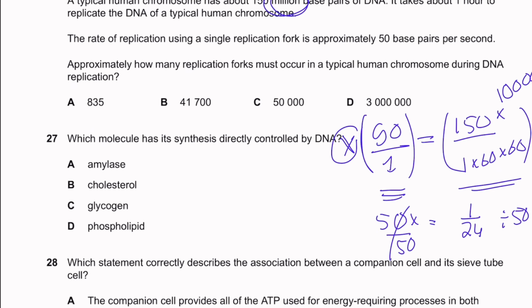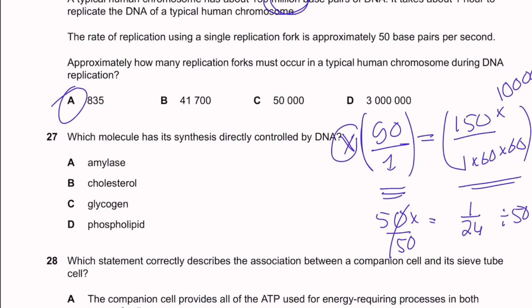So you multiply what we got by 1 million, and so that should be 833, which is approximately 835, which is A. Which molecule has its synthesis directly controlled by DNA? The options are amylase, cholesterol, glycogen, or phospholipid. It's definitely amylase because amylase is the only protein here. Protein synthesis is directly controlled by DNA, because transcription is basically taking DNA and making mRNA out of it. So A.